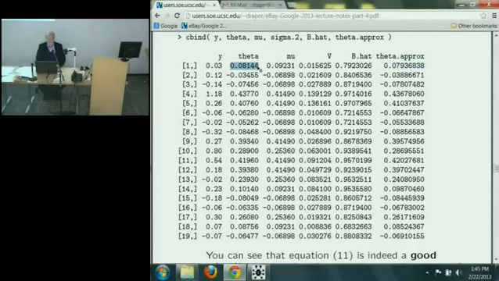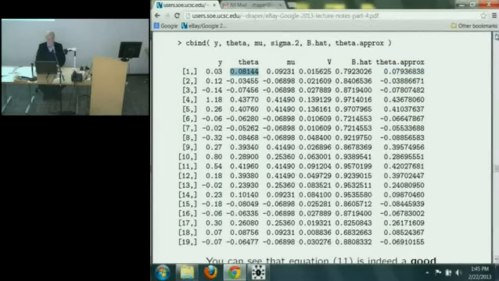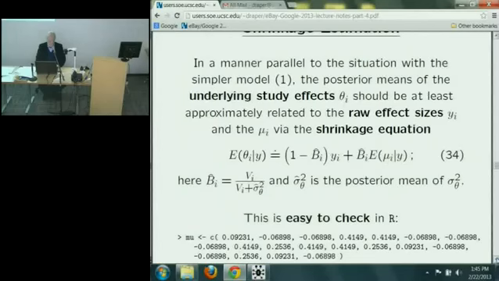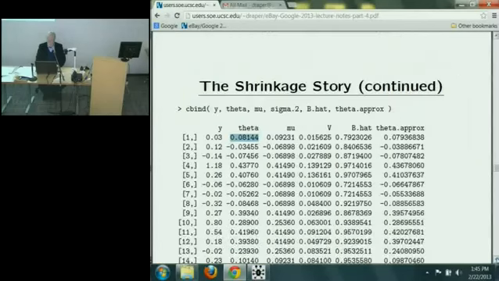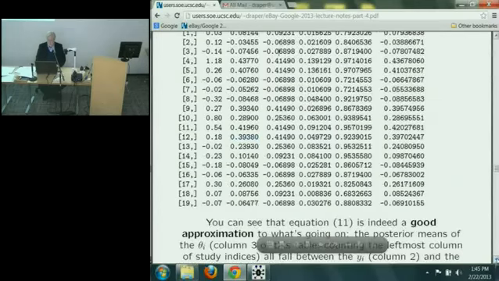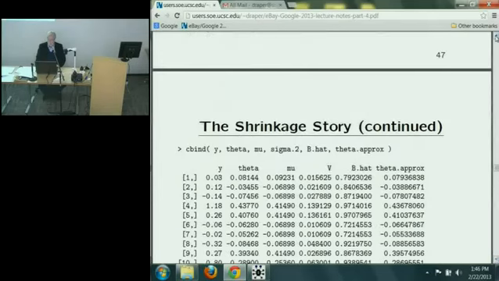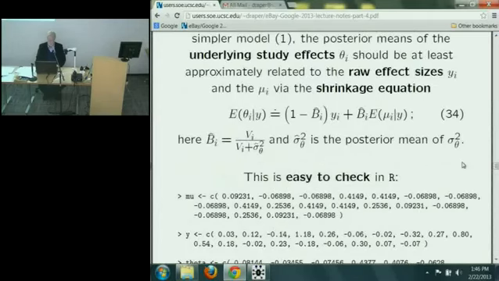And so this equation 11 back here, which is talking about, where is equation 11? 11 is the wrong number. That's interesting. So that's a mistake in the PDF, and if you're following along with a printed copy, you could fix that. It says down here, you can see that equation 11 is indeed a good approximation. That's equation 11 on page 48. Strike through the 11 and put in equation 34, right? I don't know why I got that wrong.